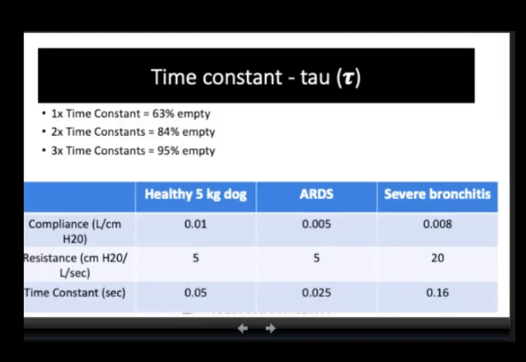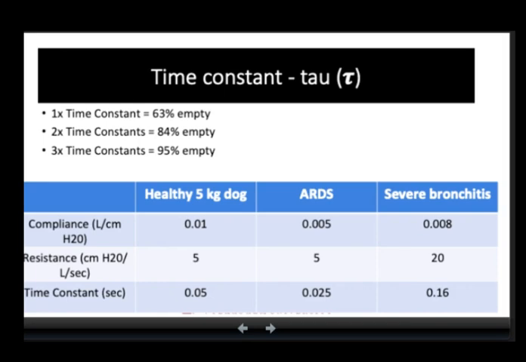One time constant will allow you to empty about 63% of the lung volume, two time constants, 84%, and three time constants, about 95%. Therefore, the recommendation for the expiratory time is at least 3 time constants to make sure there's plenty of time to deflate the lungs. How can you apply this knowledge in a real life scenario?